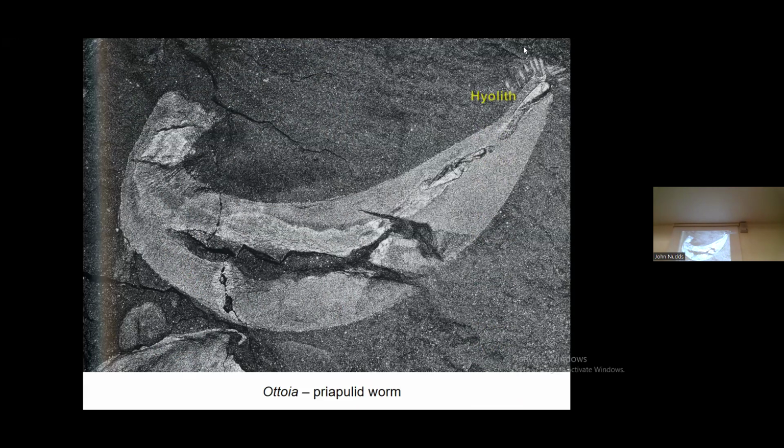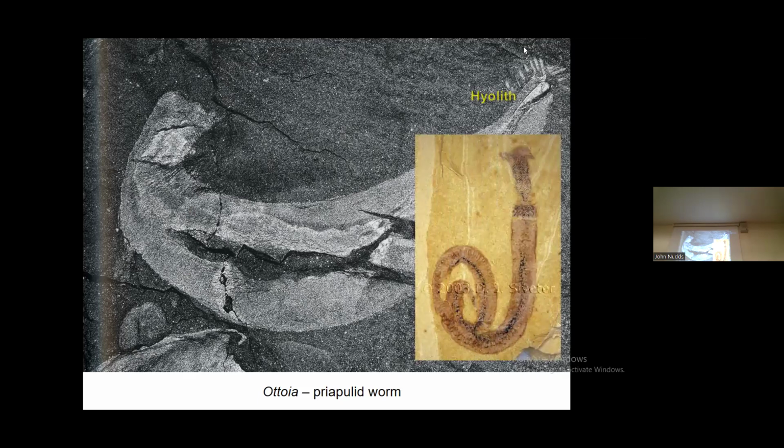They may be related to brachiopods. They've got their own phylum, Hyolitha. But clearly the Otoyas were eating the hyoliths. There's another one there. Sometimes you find brachiopods in the alimentary canal, and sometimes you find other Otoyas, because these animals were not only predators, they were also cannibals.